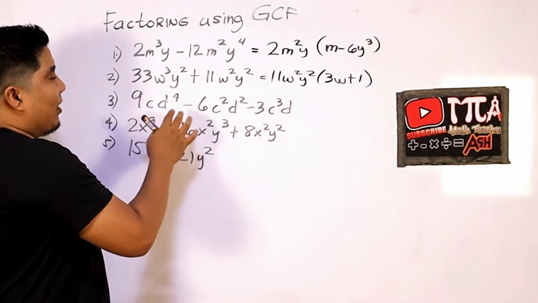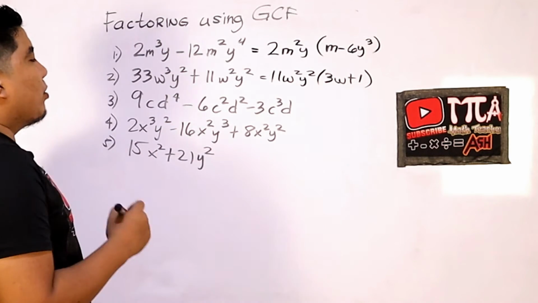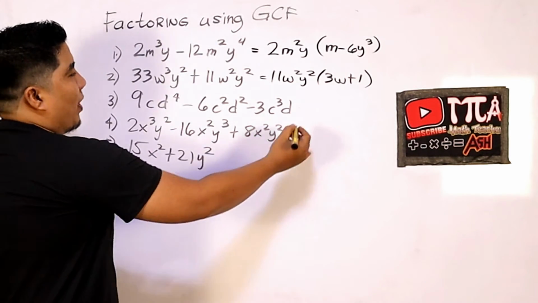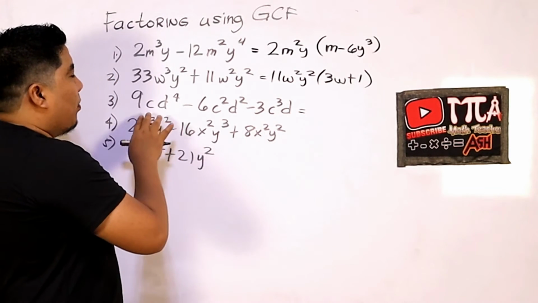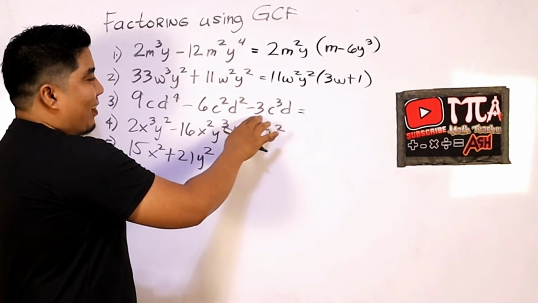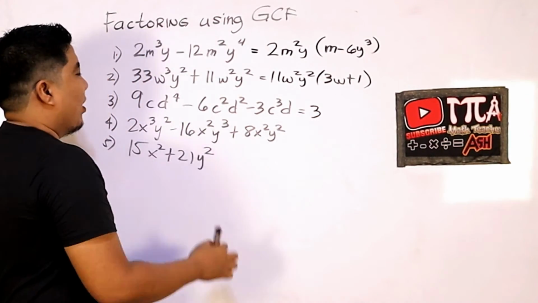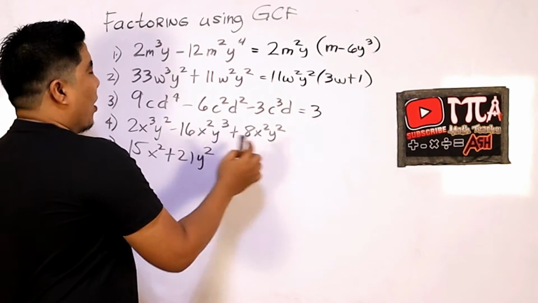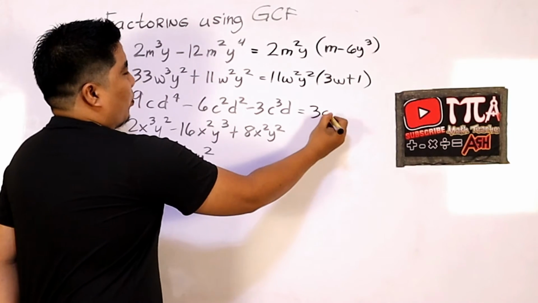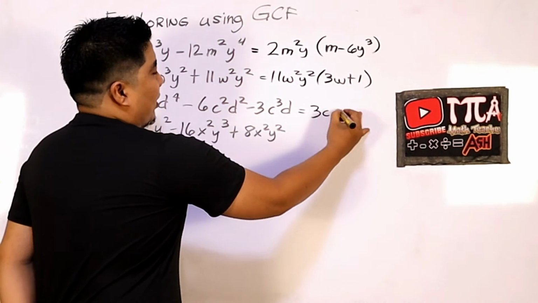We have 9cd to the fourth minus 6c squared d squared minus 3c cubed d. Alright, so we have a trinomial. Now, what is common on 9, 6, and 3? Very good. That is 3. Okay, so we have the c. Okay, it is available in the three terms, but the lowest is this one, so we put c here. Now we get the d. Okay, the lowest term is this one.